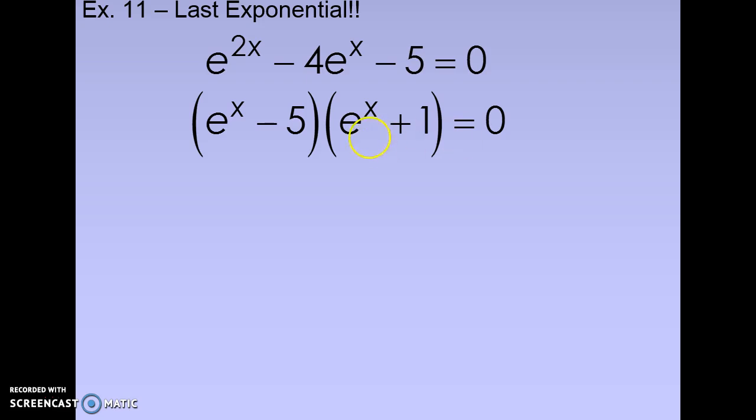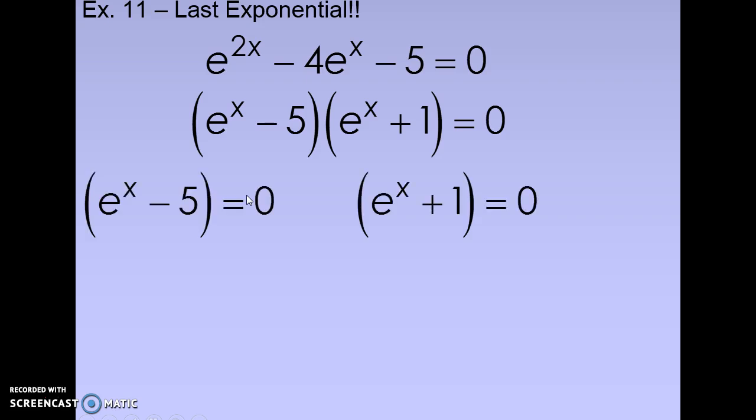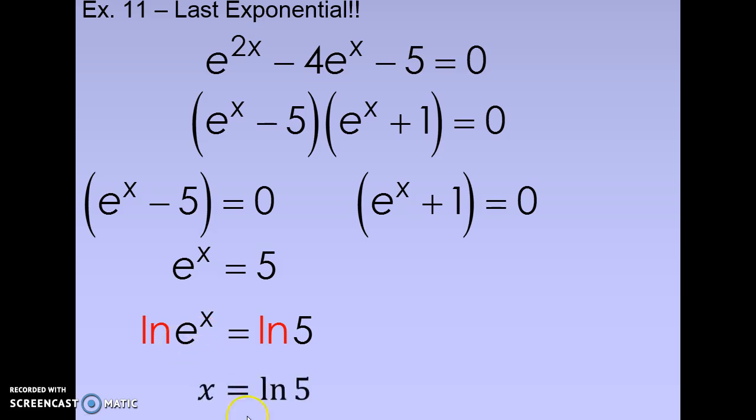Well, I guess you're still with me. First thing we did was factor this equation. Now, we set our factors equal to 0. e to the x minus 5 equals 0, and e to the x plus 1 equals 0. Over here, we can add 5 to both sides, so e to the x equals 5. We apply our natural log. Our natural log cancels out this e right here. So x would be natural log of 5.